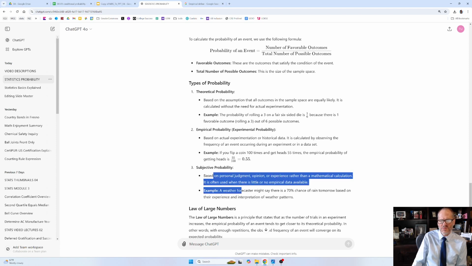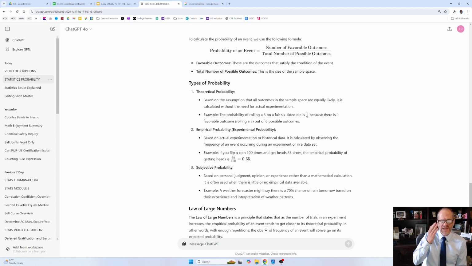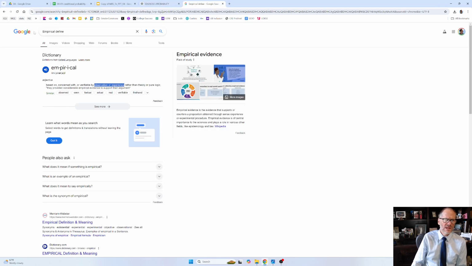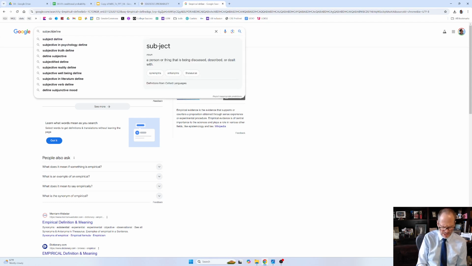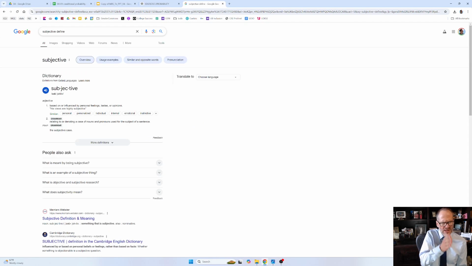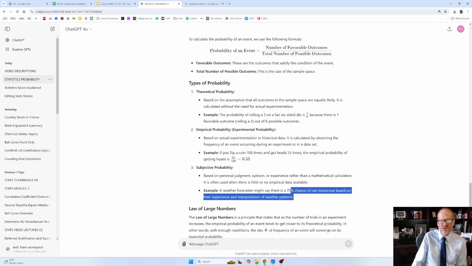And then the last type of probability is subjective probability. This is just based upon personal judgment, your intuition, your experience from living an entire life, and everything you've experienced. That's your own subjective experience. If you look up the word subjective, the beginning of it is subject. You are a subject, and subjective is from a subject's perspective. It's based on or influenced by personal feelings, tastes, or opinions. It's your own personal experience.